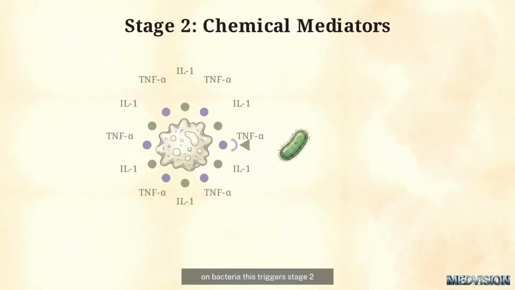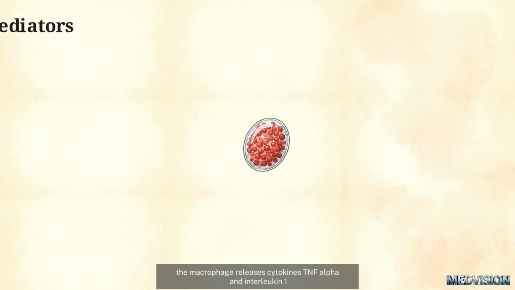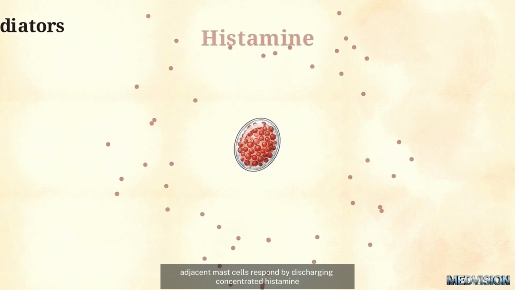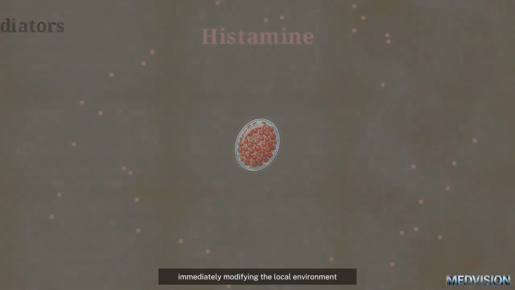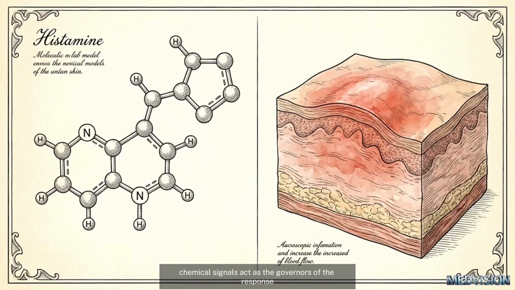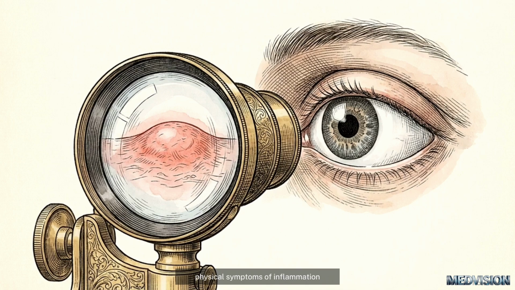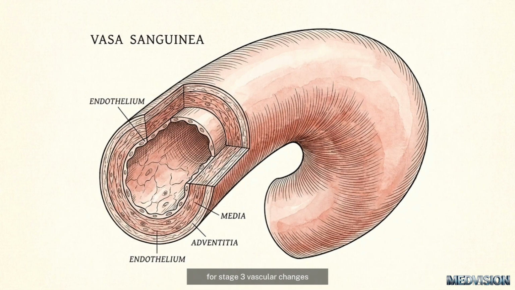This triggers stage 2. The macrophage releases cytokines, TNF-alpha and interleukin-1. Adjacent mast cells respond by discharging concentrated histamine, immediately modifying the local environment. These microscopic chemical signals act as the governors of the response, translating a molecular detection event into the visible physical symptoms of inflammation. The algorithm now moves from the tissue into the blood vessel for stage 3, vascular changes.